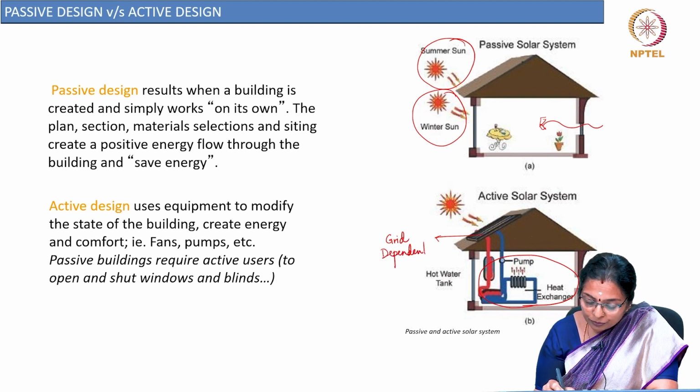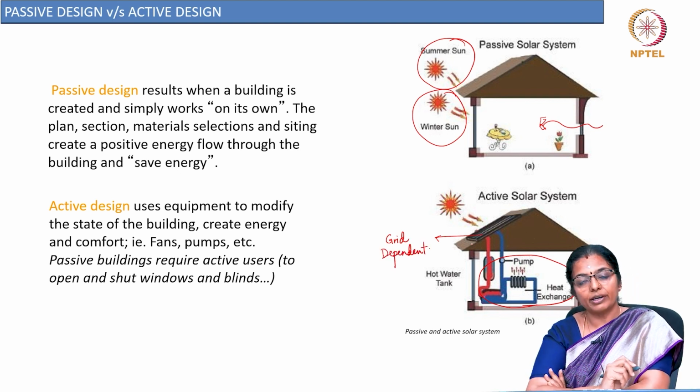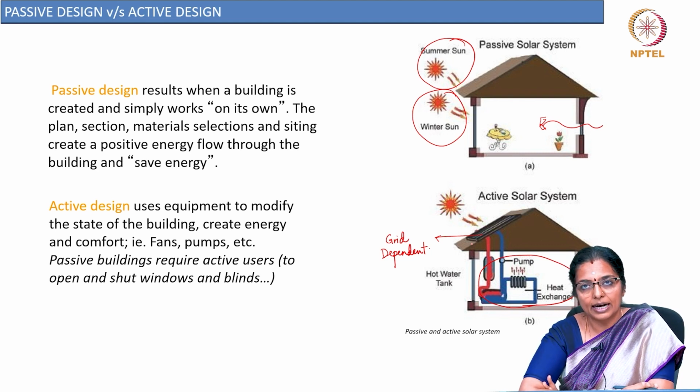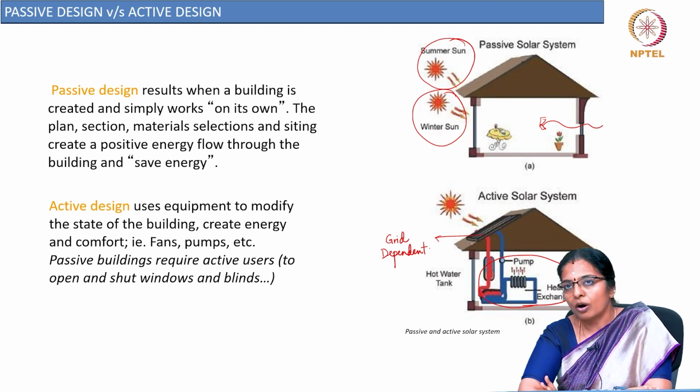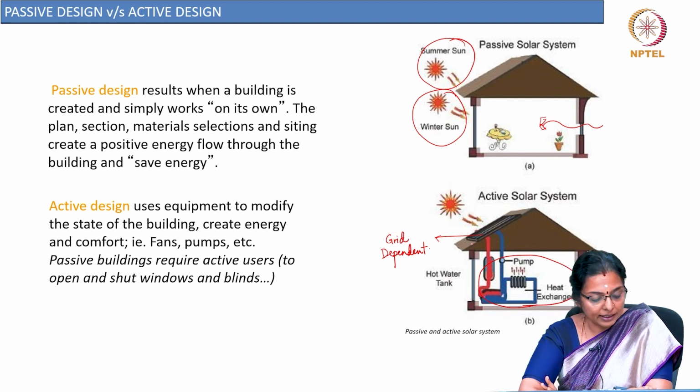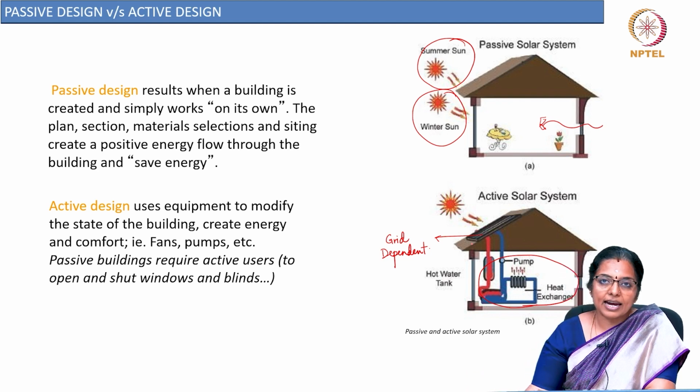How the source of electricity to the grid happens is a secondary thing. That could be through solar panels, or it can be directly from the electrical grid. So, active design uses equipment to modify the state of the building and create energy and comfort. It's like using fans or pumps or air conditioners. That is active design.